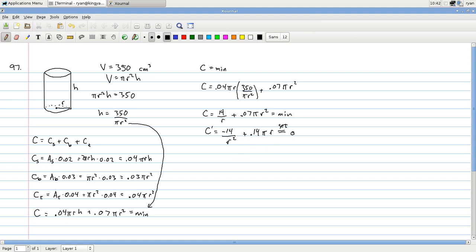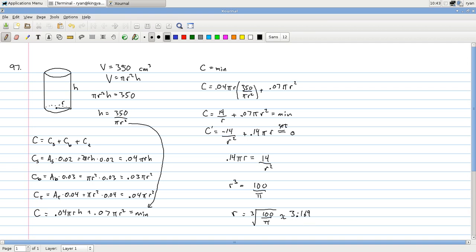So first I'll move this negative term to the other side of the equation. So we've got 0.14 pi r equals 14 over r squared. Now let's move all the r's to the same side of the equation. So we've got r cubed equals 100 over pi. Now we take the cube root to get r equals the cube root of 100 over pi. And this turns out to be approximately 3.169.